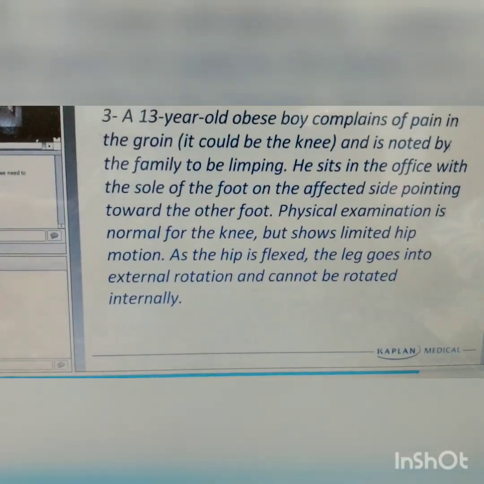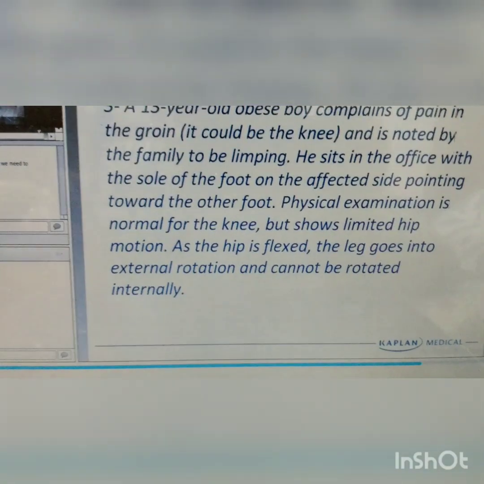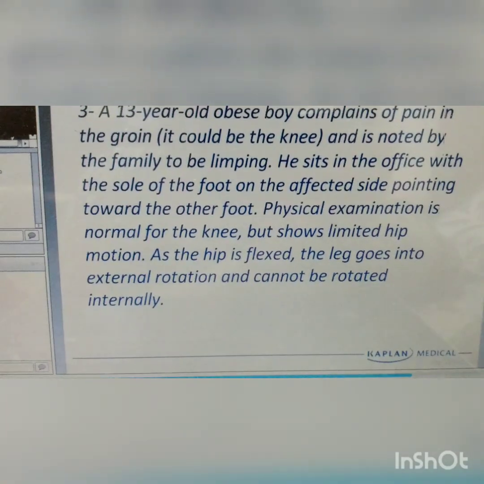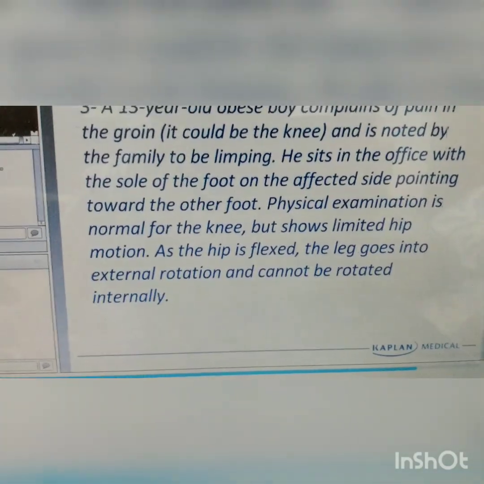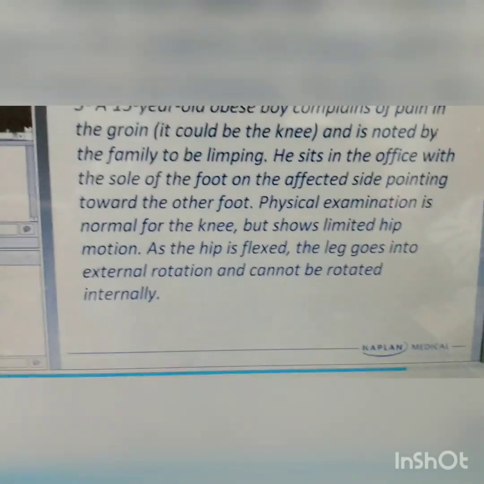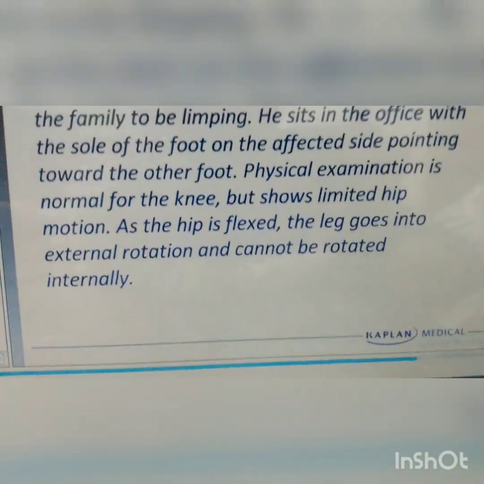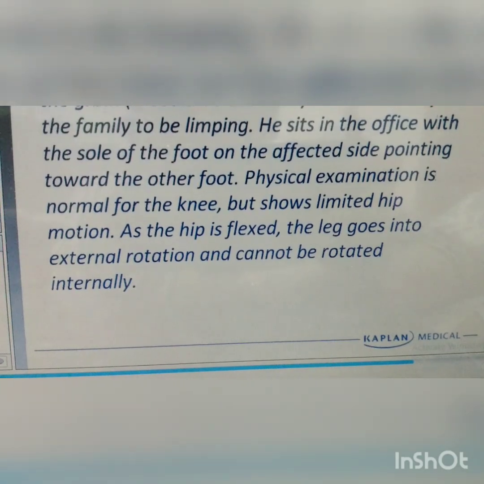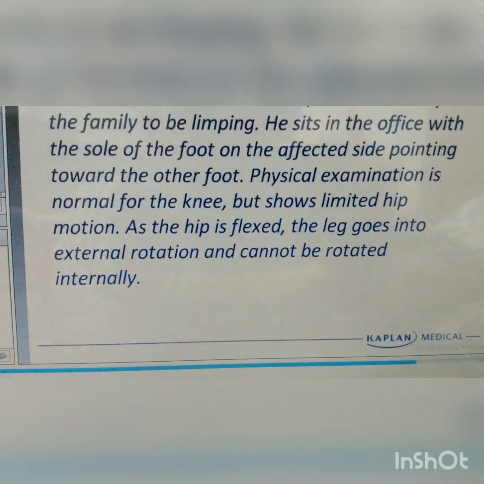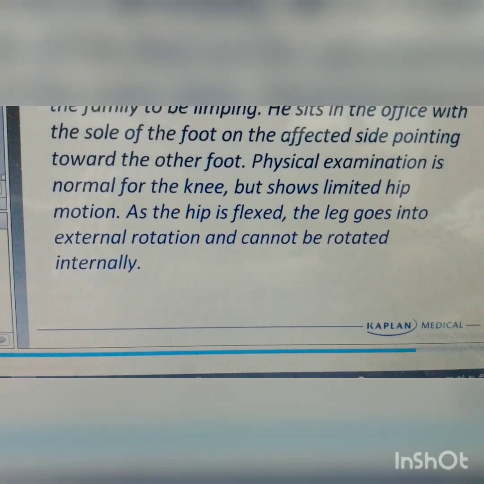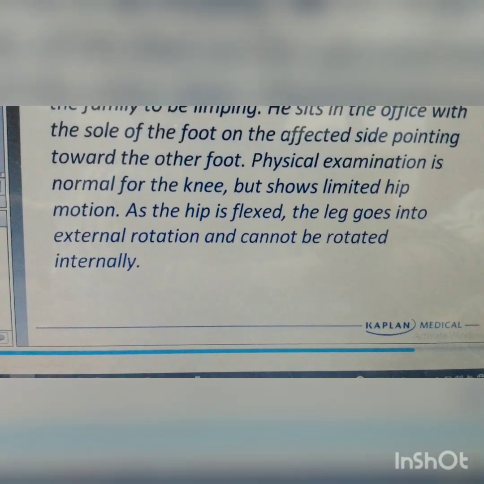Okay, the BMI is higher, and the child has pain in the groin region, and it could be the knee, and limping, same symptoms, same limp as in the previous scenario, and the sole of the foot on the affected side points towards the other foot, and physical examination is normal for the knee but limited hip motion, same. Now when you flex the hip, the leg goes into external rotation and cannot be rotated internally.